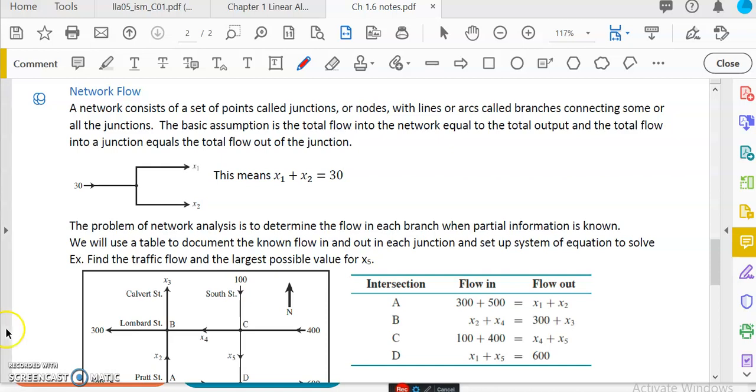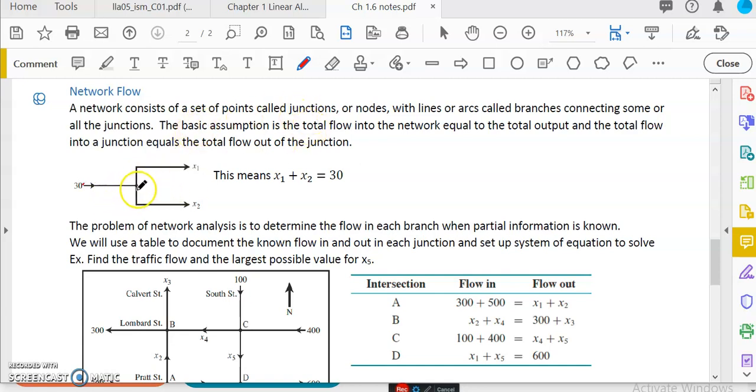What is a network? A network consists of sets of points called junctions. You can think of it as roads. Cars come into this junction and cars leave this junction and go out. We call the junctions nodes, and those branches that branch out lines or arcs. So the basic assumption is just to think of a car situation. The junction is the road junction.